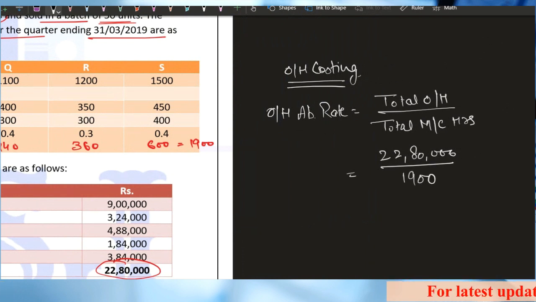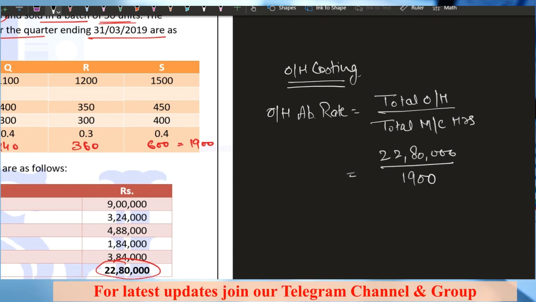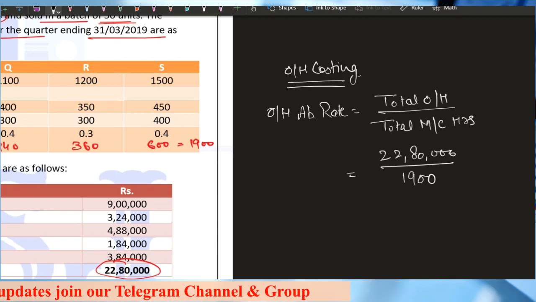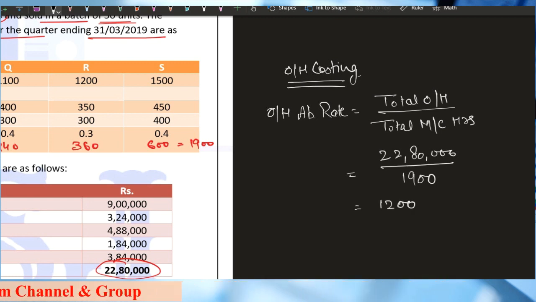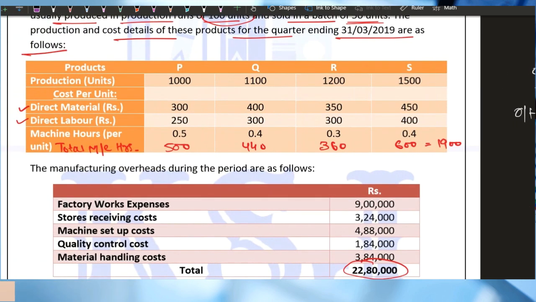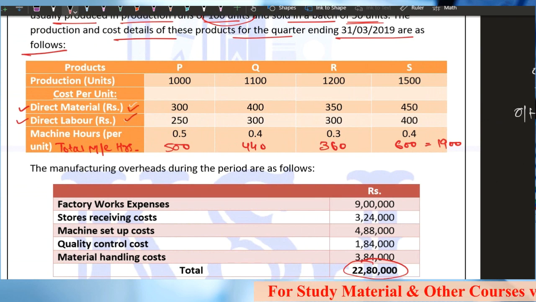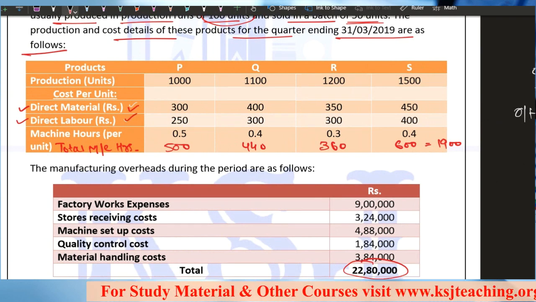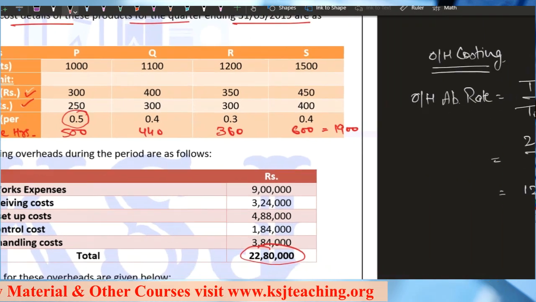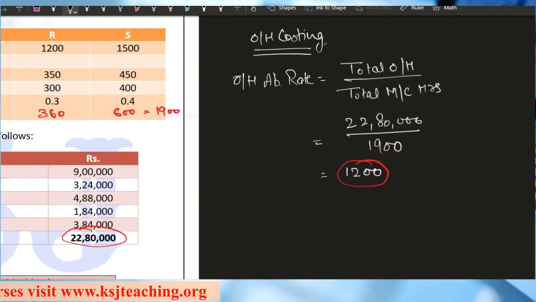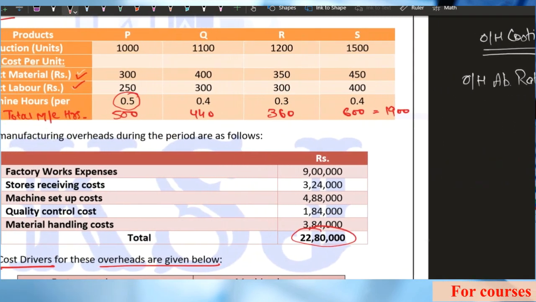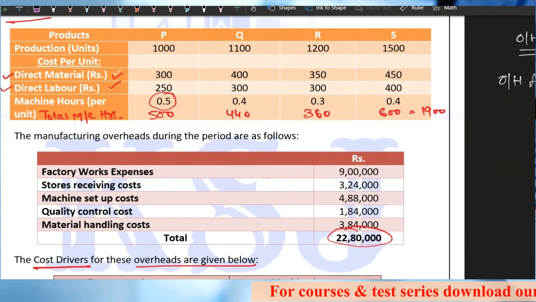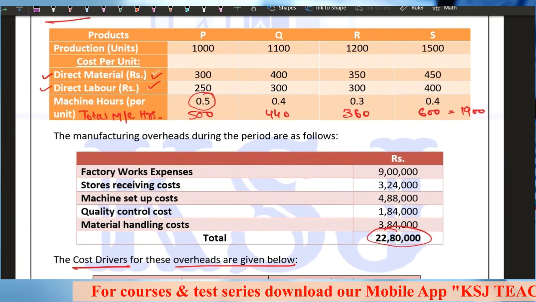So here you will get the overhead absorption rate, that is 22,80,000 divided by 1900, this will be 1200. Now if we talk about overhead costing, direct material, direct labor, you will take it directly, no issues in that, right? What about the overheads? Overheads is 0.5 per machine hour multiplied by 1200, that is the rate. Similarly for Q, R, S, you will get the per unit cost, multiplied by number of units, you will get the total cost. Let's see.